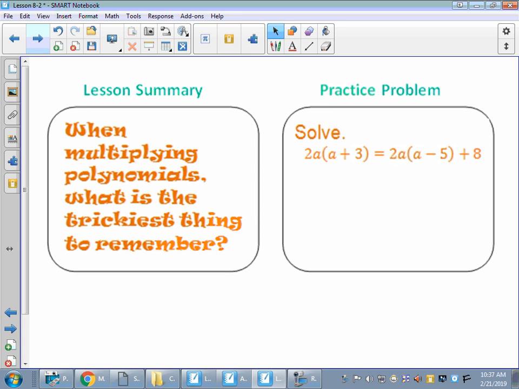It says solve, and it's an equation. There's an equal sign here. So you should have an answer that says a equals something.